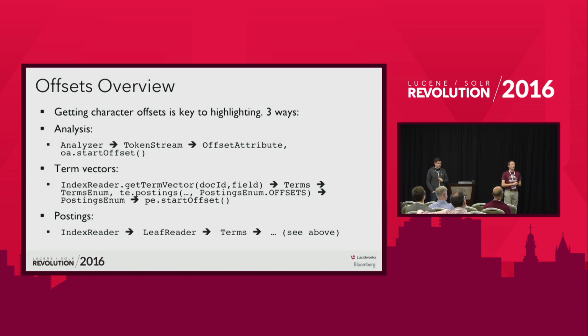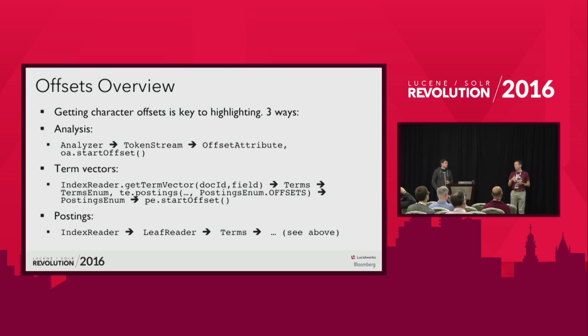So first I'm going to start with an overview of just what these highlighters need to do their job. They need offsets. They need to know at which character the word starts and ends for all the matching words. And those are offsets in the Lucene index. And there's 3 ways to go about getting them. And there's analysis, which is going through your analysis chain, and it starts with an analyzer.